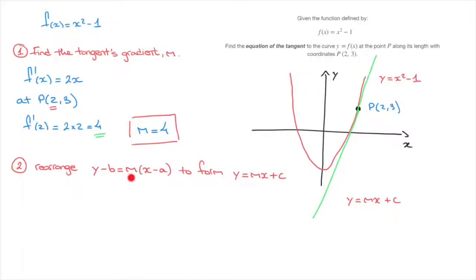m is the gradient of the tangent, so we've just seen that m is 4. a is the x-coordinate of the point on the curve. That's the point P that the tangent passes through, so a is equal to 2. And b is the y-coordinate of the point, so b is equal to 3. In other words, all we have to do in step 2 is rearrange y minus 3 equals 4 times x minus 2. Well, doing so leads to the following.